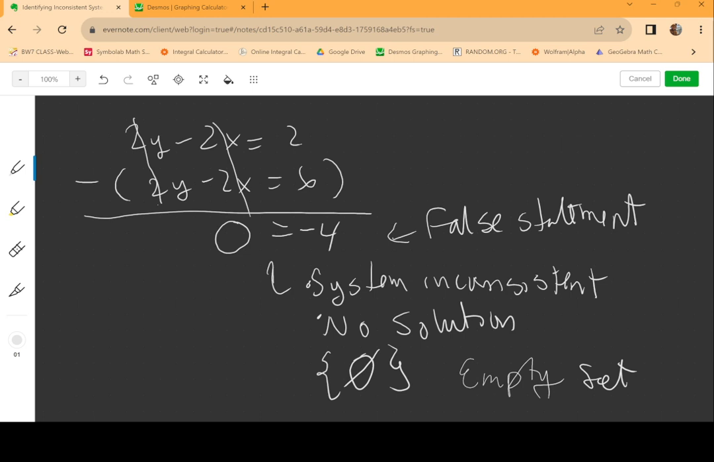Okay, so whenever you have a system of equations and you perform either substitution or the addition method, and you come across a statement that is clearly false, right? What that is telling you is that you have an inconsistent system, and the lines will never cross, right? You have the empty set for your solution.